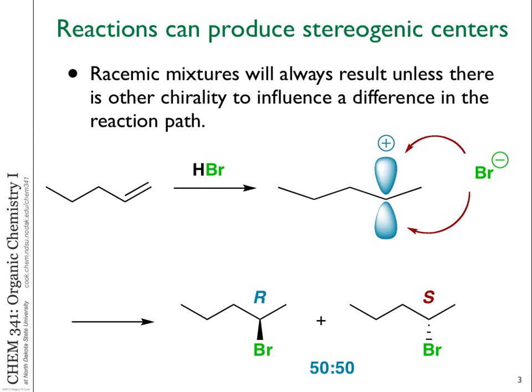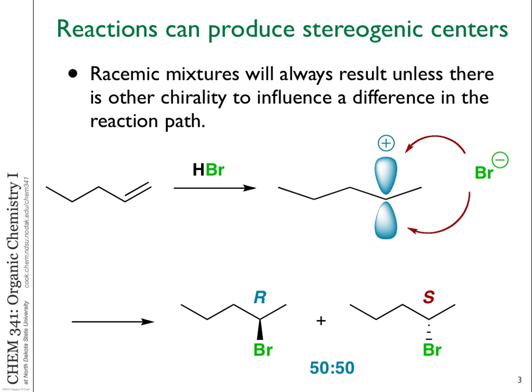And the only way to control the formation selectively of one mirror image over the other is to have what present? You have to somehow have something else that's chiral and optically pure, that is not a 50-50 mixture, to influence that. In the case where we have this carbocation, there's no difference between adding that bromide from the top or the bottom of that carbocation. That's the actual bond forming which would generate one mirror image or the other.